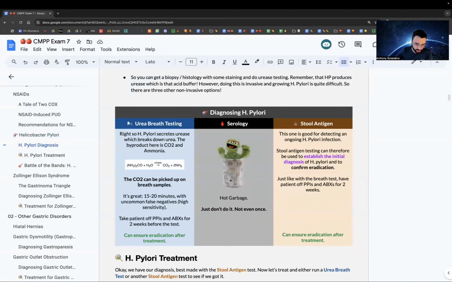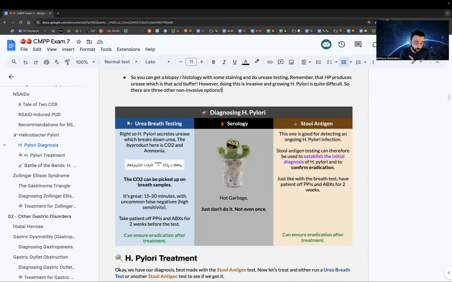This is a great test because it's quick. It's 15 to 20 minutes. It has a low amount of false negatives. You do want to make sure you take your patient off of PPIs and antibiotics for 2 weeks before this test. And this one can ensure an eradication after the treatment.